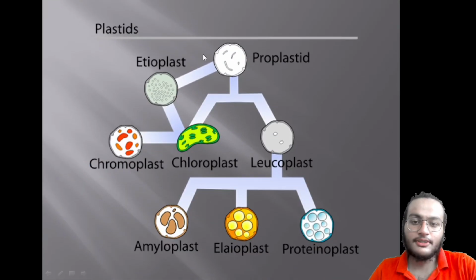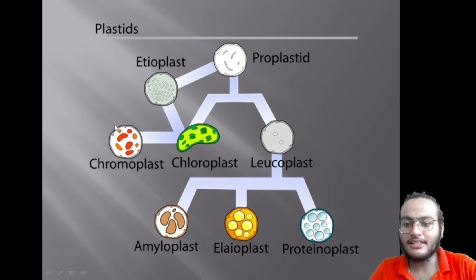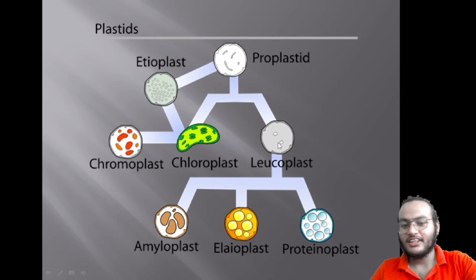ठीक है. So this is a proplastid present in the meristematic region and from this is where the plastids derive. This is an etioplast. Now what is an etioplast? Etioplast is an intermediate plastid which on exposure to the light transforms itself to the chloroplast. This is chromoplast, pigmented plastid है, and this is leucoplast.